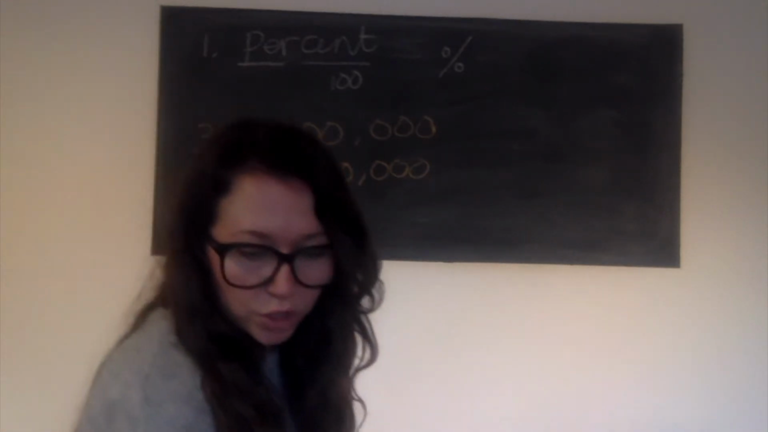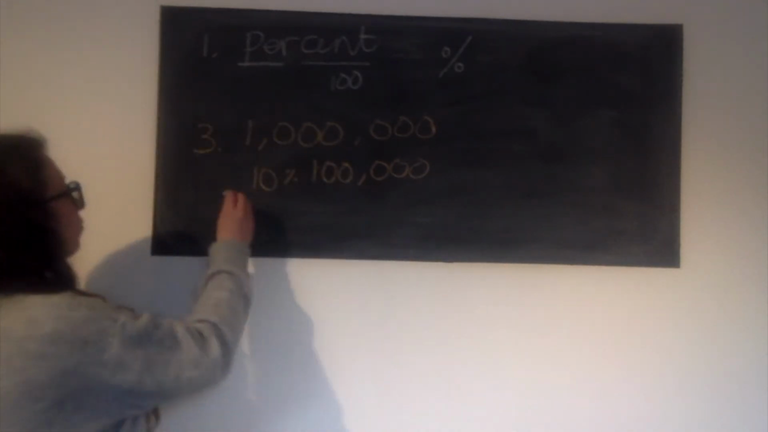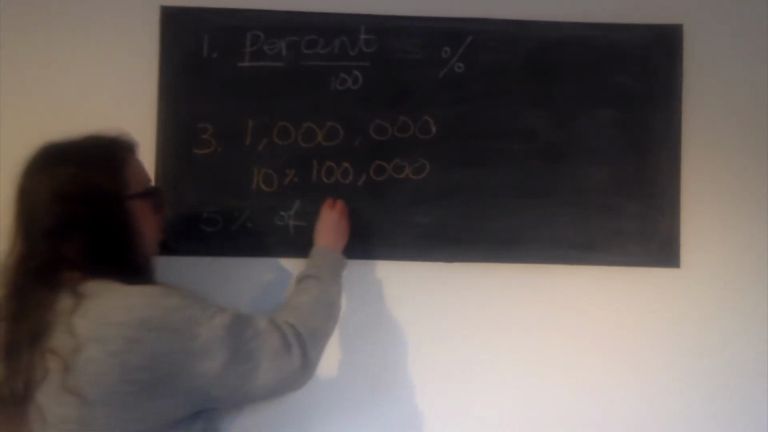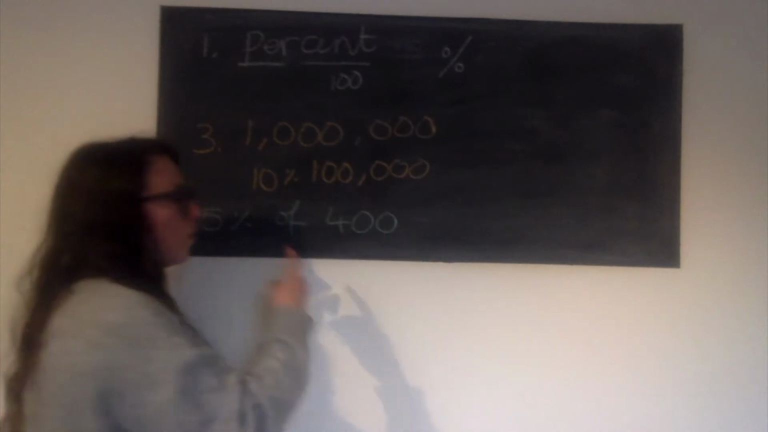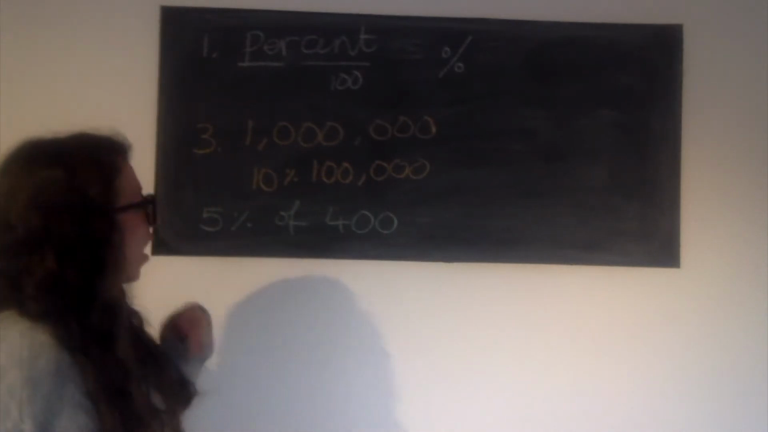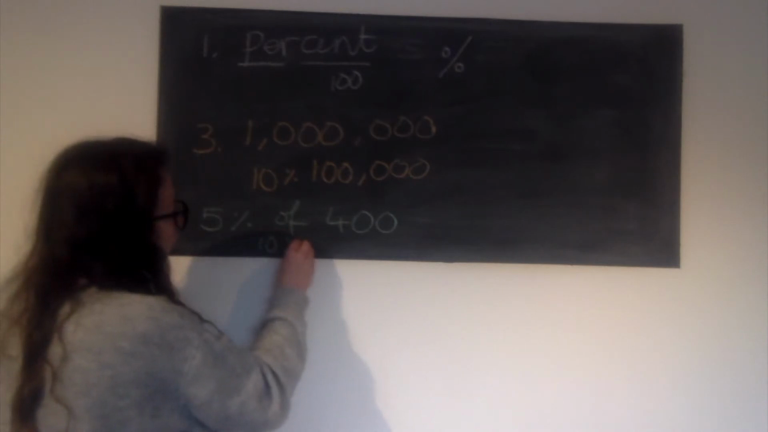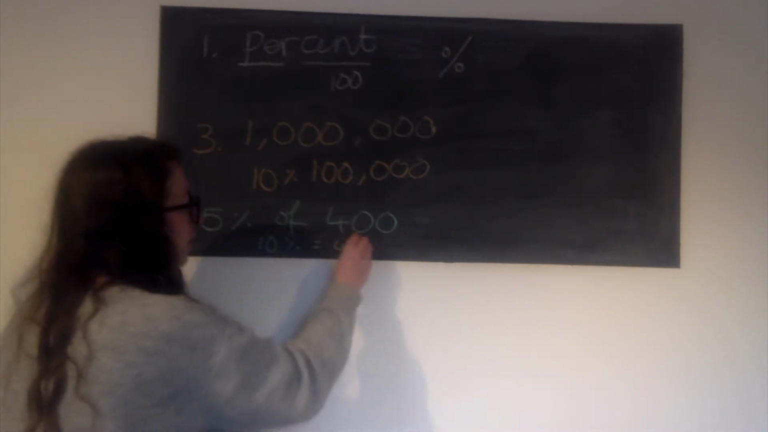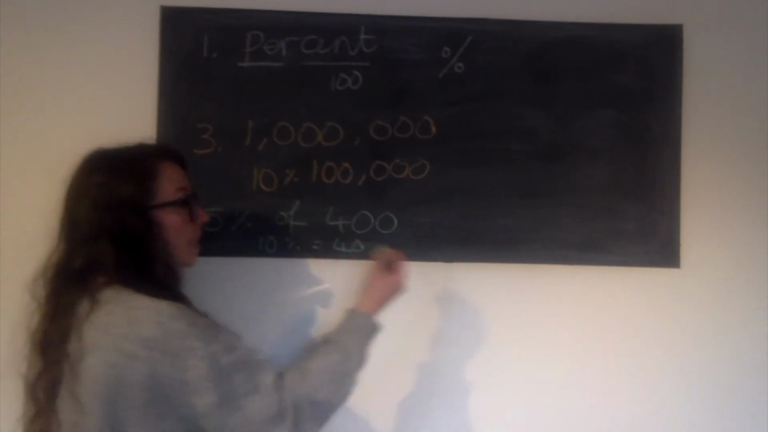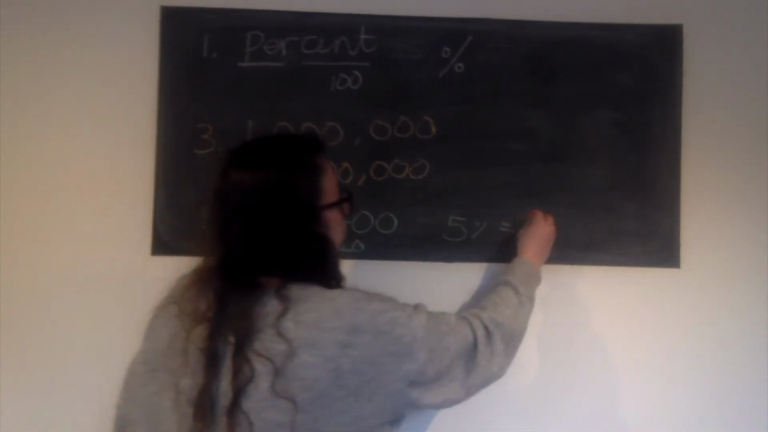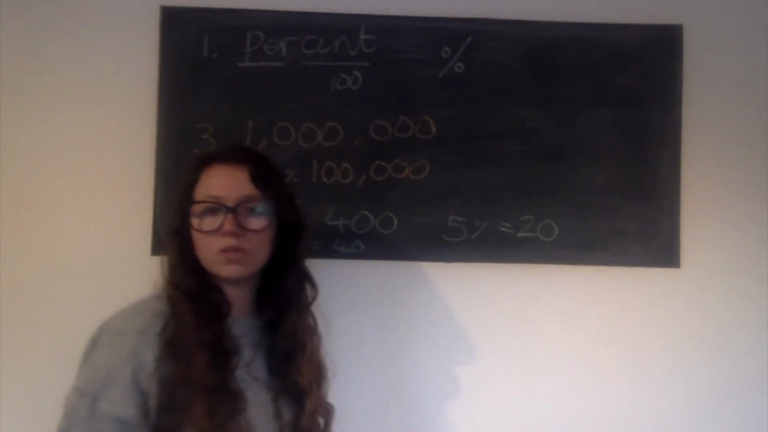The next question, 5% of 400. Now, 2 methods to this. Find 1% times it by 5, or what I find easiest is find 10%. So 10% of 400, we divide it by 10 gives us 40. This is twice as much as I need, so I need to halve it. So 5%, so half of 40 is 20. So again, well done if you got that.